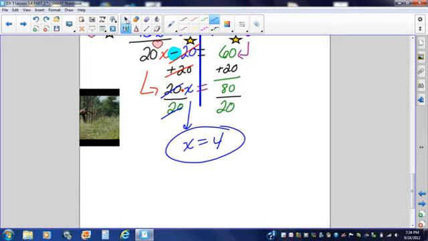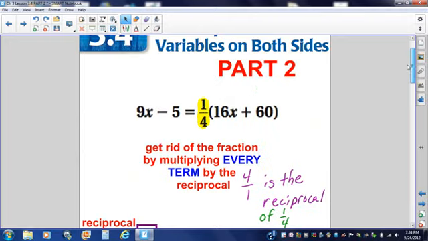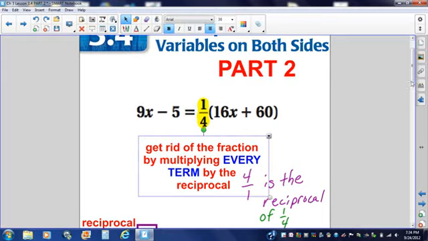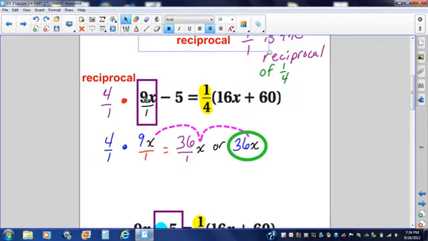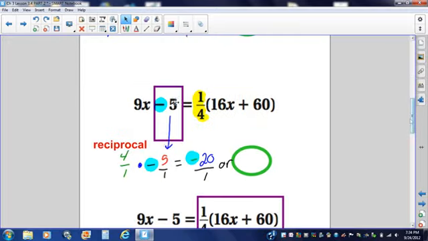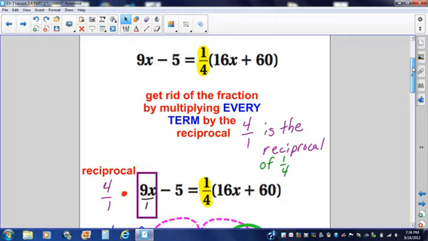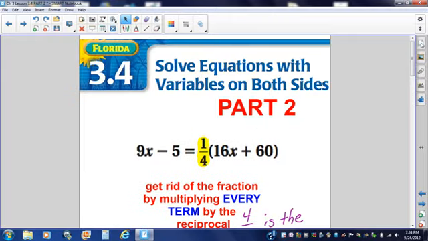All right, guys, you can do it. Not that hard. Just remember that the crazy math teacher is going to get rid of this fraction by multiplying every term by the reciprocal. So I had to multiply 9x by the reciprocal. I had to multiply negative 5 by the reciprocal. And I had to multiply 1/4 parentheses 16x plus 60 by the reciprocal. It's as easy as it is for the Cubs to lose.